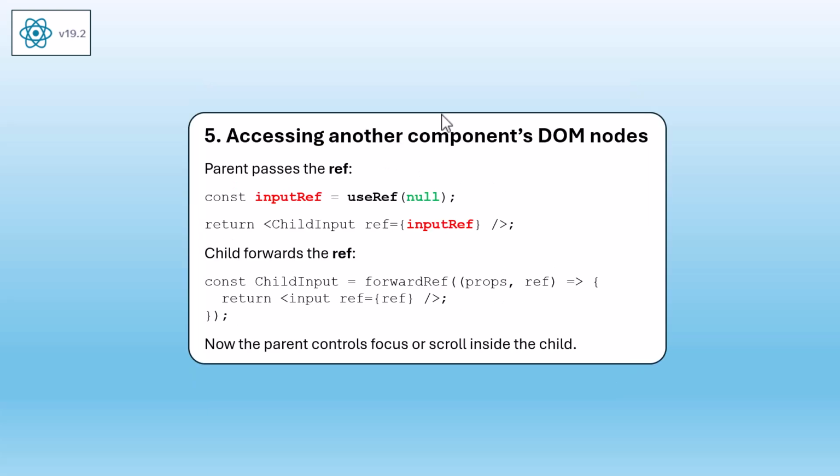5. Accessing another component's DOM nodes. Sometimes the ref you create lives in a parent component, but the actual DOM node resides inside a child component. In that case, you pass the ref from the parent into the child, and the child applies it to its rendered element so that ultimately the parent holds the reference to the DOM node. This allows a parent to trigger focus or scroll on a child's input or other element, enabling coordinated interaction across component boundaries.